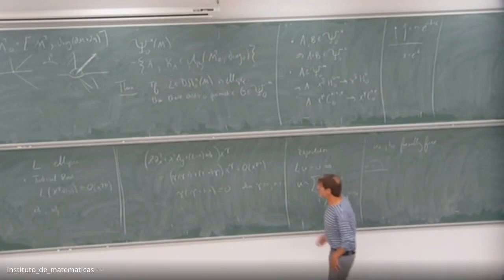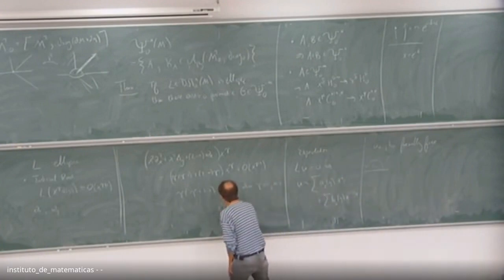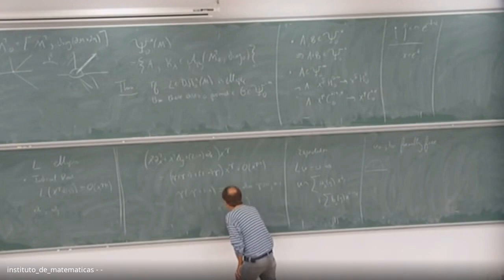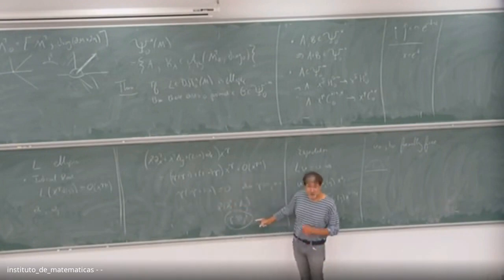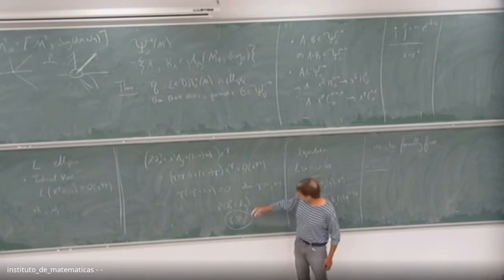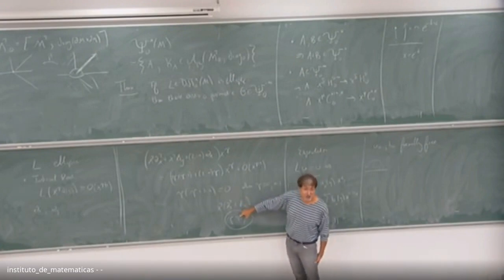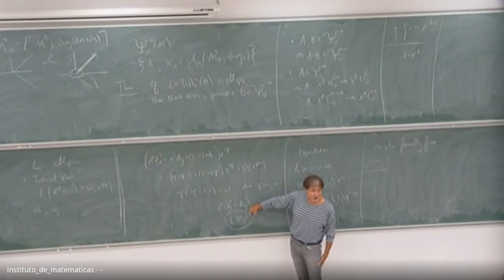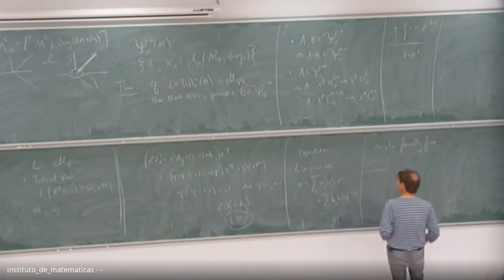The analog is, suppose I just have the standard Laplacian, which I multiply by x squared. The initial roots are gamma equal to 0 and 1. So for a non-degenerate second order operator, the initial roots are 0 and 1. X to the 0 corresponds to Dirichlet data, X to the 1 corresponds to Neumann data.